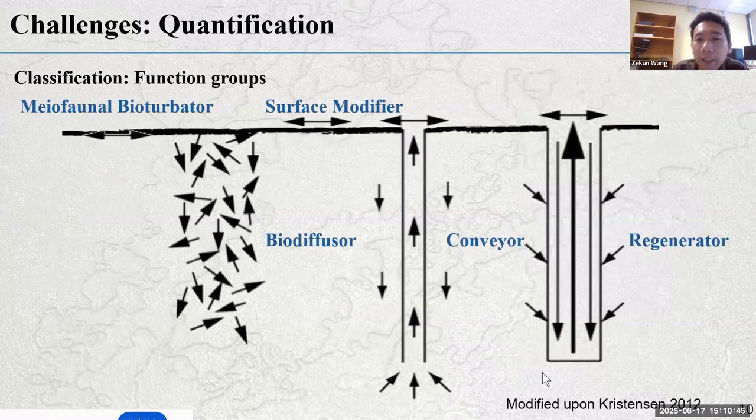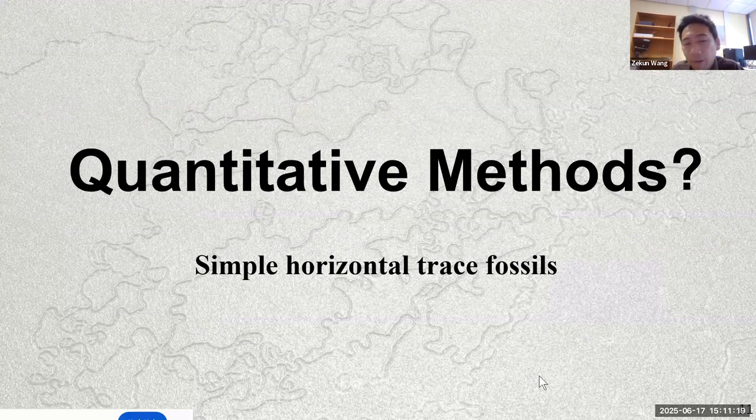And another type of interpretation of trace makers or trace fossils is related to the functional groups. If the trace makers live on the uppermost surface of the sediments, we call them surface modifiers. If they are meiofaunal trace makers, we call them meiofaunal bioturbators. Some trace makers can also move sediments vertically, so we call them, for example, regenerators. So these classifications or interpretations of trace fossils are very useful, and they are the basis of traditional ichnological studies. Ichnology is a discipline to study trace fossils.